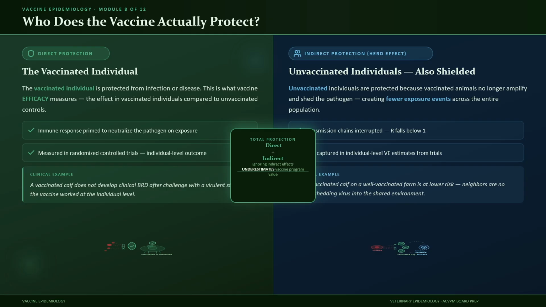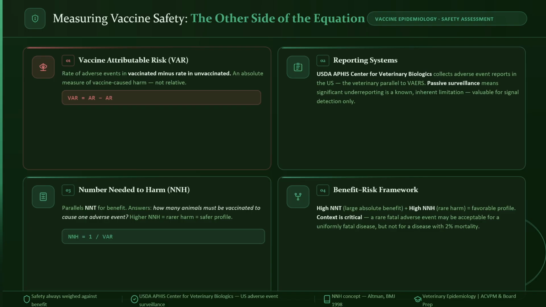Protection is the upside, but every vaccine also carries risk. So let's turn the equation over and talk about how we measure vaccine safety. Now, the other side of the equation, are they safe? And just like efficacy, safety has formal epidemiologic measures you need to know cold.